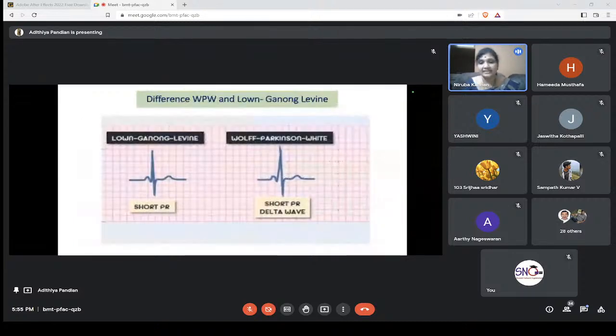Okay, this one is again sometimes asked mainly in the PG. What is Lown-Ganong-Levine syndrome, and how do you differentiate between WPW and Lown-Ganong-Levine? Both have a short PR interval. Even in Lown-Ganong-Levine, there is one more bundle which is directly taking the impulse from the atria to the ventricle without passing through the AV node. But in WPW, it passes through the AV node and then comes. So both are aberrant bundles carrying the impulses, and definitely in both places the PR interval is going to be shortened. But in WPW we get a delta wave, which is not seen in Lown-Ganong-Levine. This is the difference between LGL and WPW. Next slide, please.